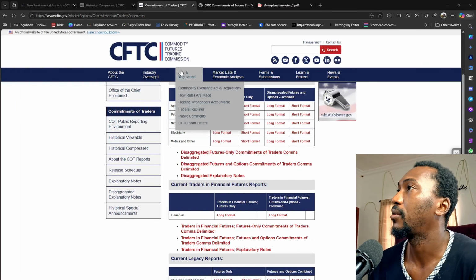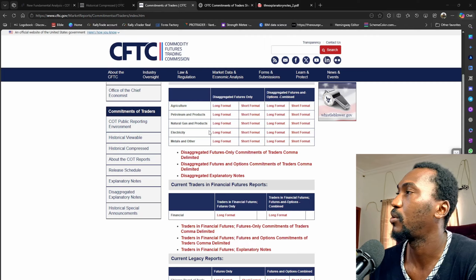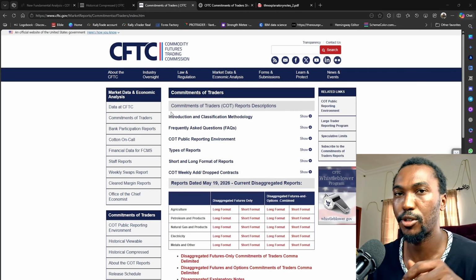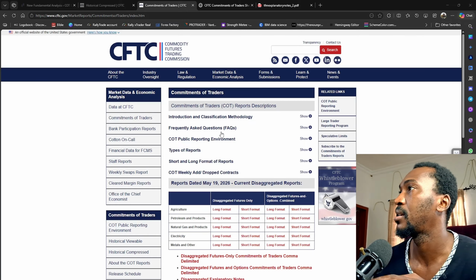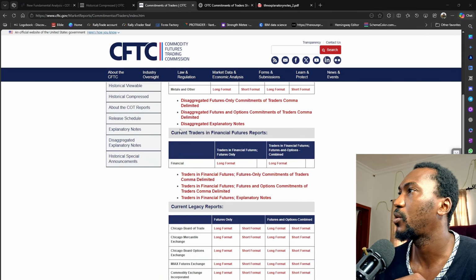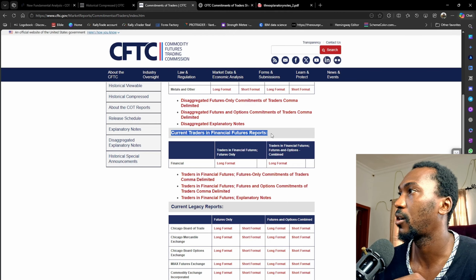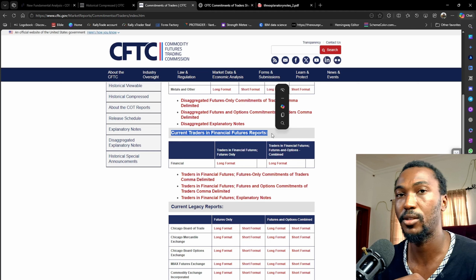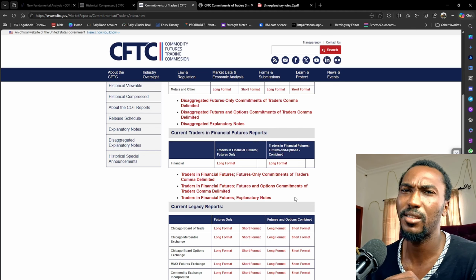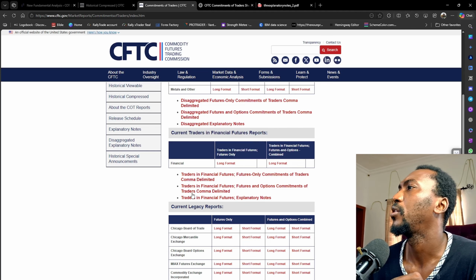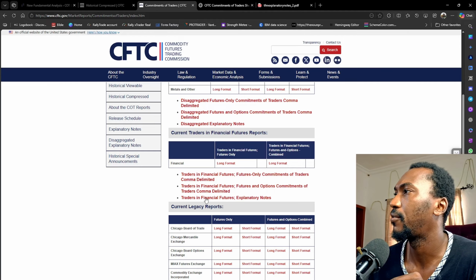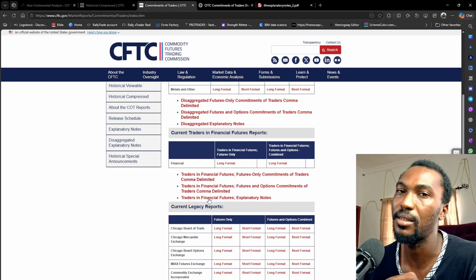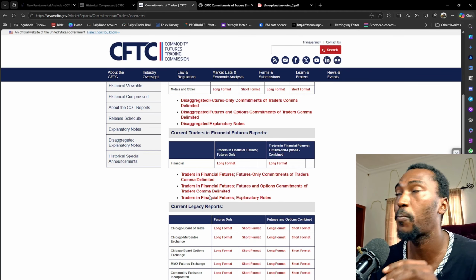What you simply do is get to the CFTC's website and look for the COT data. Obviously, I assume for you to be talking about institutional candles, you know what the COT data is. Below the COT data for traders, for financial futures reports, right? This is for forex traders and CFD traders, commodity, forex CFD trading. What you see is traders in the financial futures explanatory notes. When you see this, I want you to click on it and download it. It's a PDF file, just 4 pages.